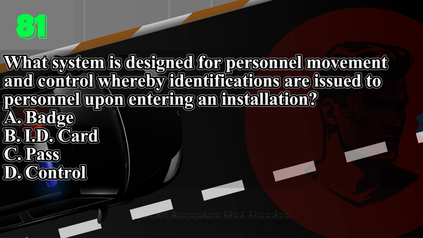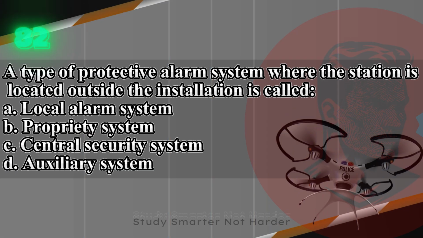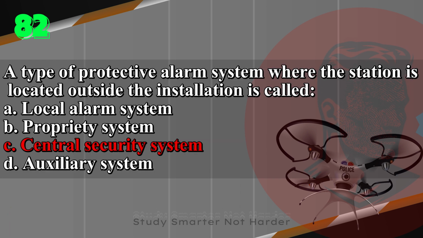81. What system is designed for personnel movement and control whereby identifications are issued to personnel upon entering an installation? A. Badge. B. ID card. C. Pass. D. Control. C. Pass. 82. A type of protective alarm system where the station is located outside the installation is called A. Local alarm system. B. Proprietary system. C. Central security system. D. Auxiliary system. C. Central security system.